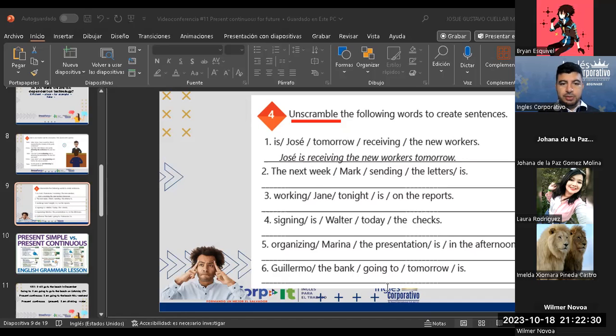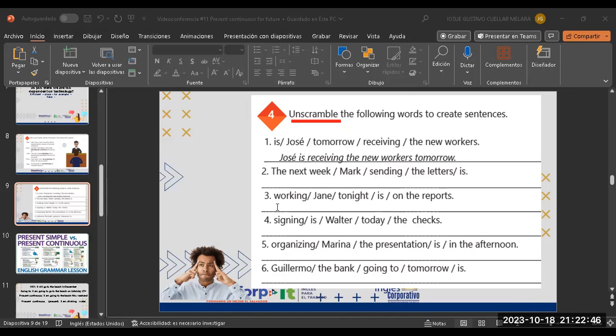Okay, I'm going to give you a couple of seconds. Le doy un par de segundos. Take a look at these sentences. We're going to organize them. Vamos a organizarlos. Vamos a ordenar las palabras. Le doy unos 10 segundos para que le dé una revisada. Please try to have like one or two options.